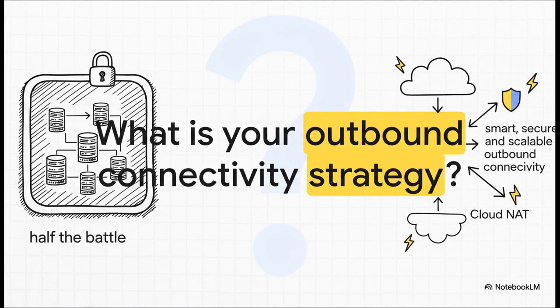And that really brings us to the final big takeaway. Look, building a secure private network is awesome, but it's only half the battle. You've got to have a smart, secure, and scalable strategy for how those resources talk to the outside world. And Cloud NAT is an amazing tool for that. So it leaves me with one final question for you to think about. Your infrastructure is secure, but is it connected? What's your outbound strategy?